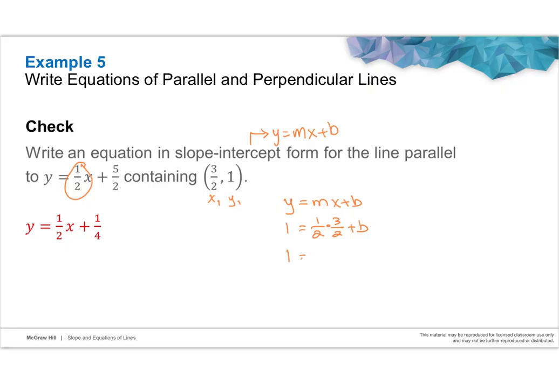So we have 1 equals multiplying numerator times numerator over denominator times denominator, and then subtracting that fraction from both sides. We get our b value is 1/4. So we have our 1/2 original slope and our new b value in our equation.